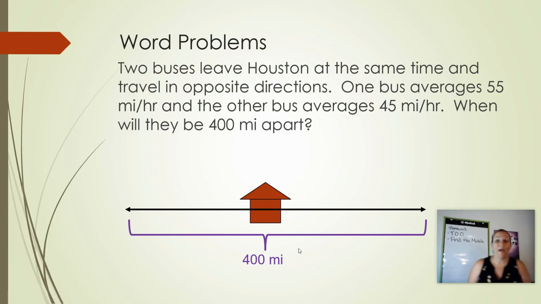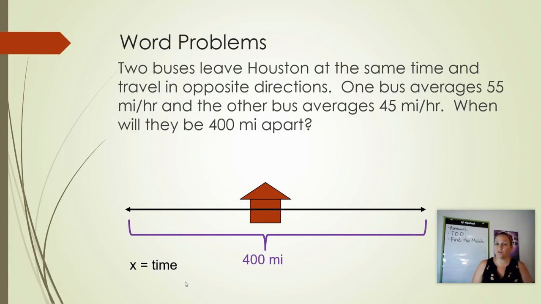Now, we don't really know how far either of them traveled. We don't really know how long either of them traveled. In fact, that's what we're trying to solve for. We're trying to figure out how long did it take. And so we need to define our variable. And we just said that we are trying to figure out how long it will take for them to travel. And so my variable, my x, is time.